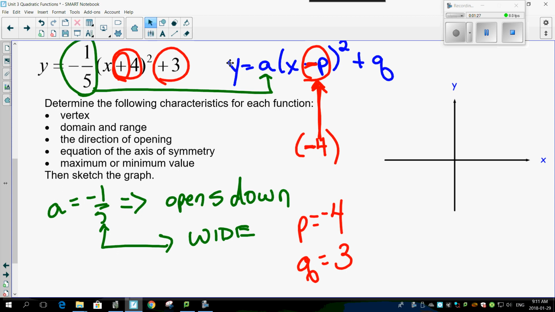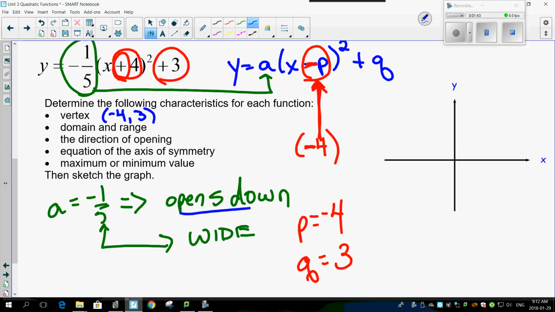Now, you can either sketch it right now, or you can start answering the questions. Totally up to you. Well, you know what? Why don't we just try and answer the questions, as many as we can right now, and then we'll go into the sketch and see what happens. So our p, q, our vertex, is minus 4, 3. There's our vertex. Our domain and range, let's leave that to the end.